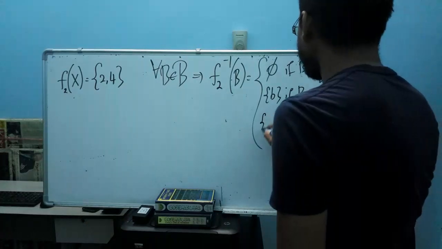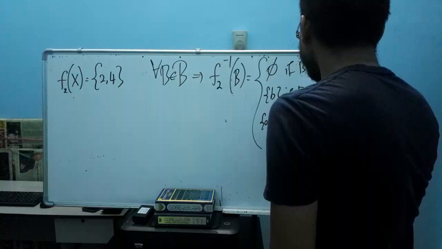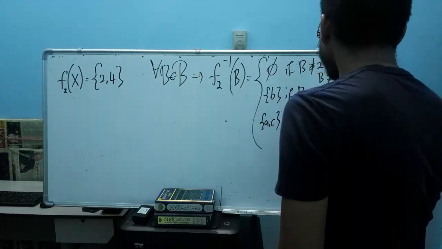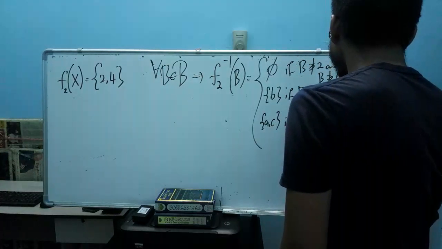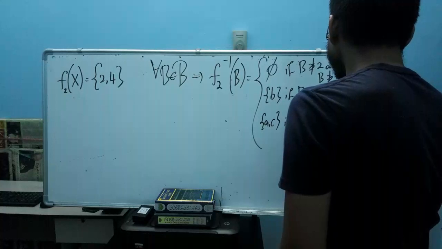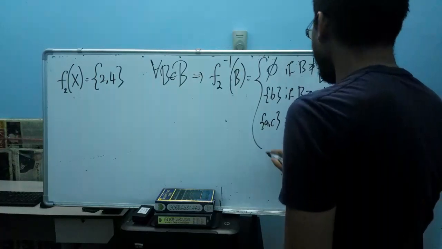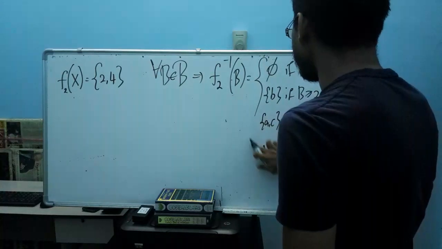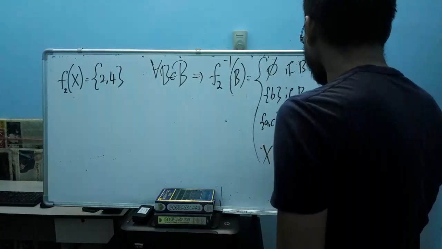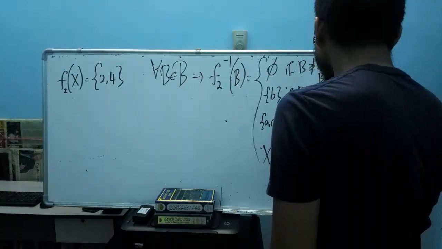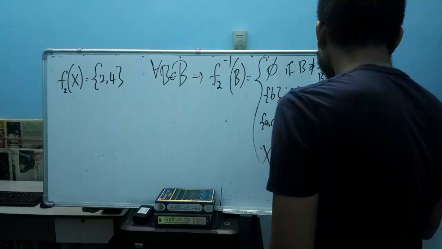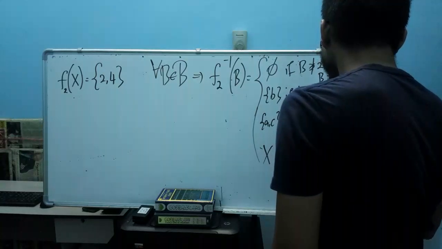And then this one equals AC if B contains 4 but B doesn't contain 2. And then the last one equals X if B contains 2 and B contains 4.